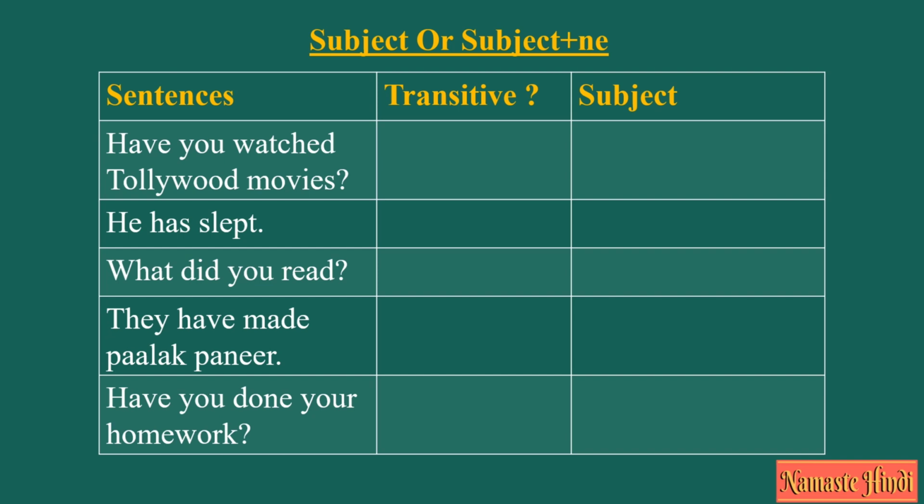Have you watched Tollywood movies? The question will ask, what have you watched? The answer is Tollywood movies. We got the answer. So watch is a transitive verb. Subject we will use आपने. Next sentence. He has slept. What has he slept? Doesn't make sense. So sleep is an intransitive verb. Subject we will use वो.